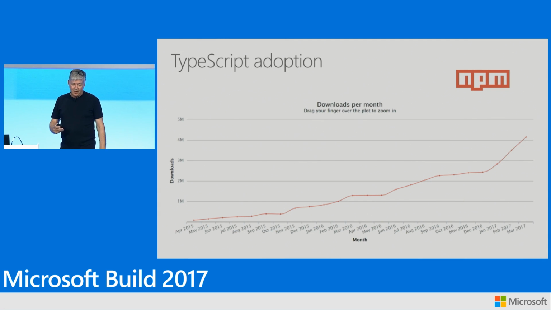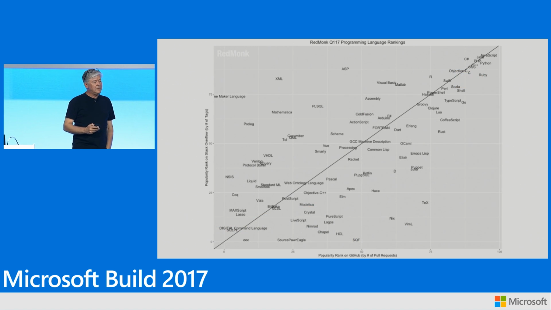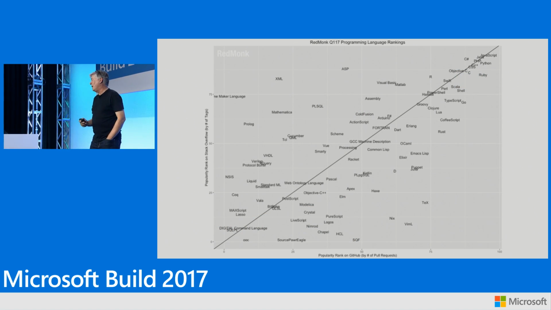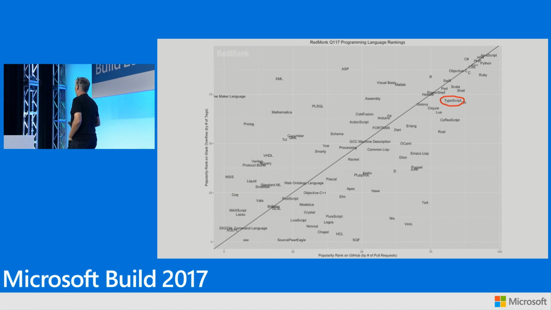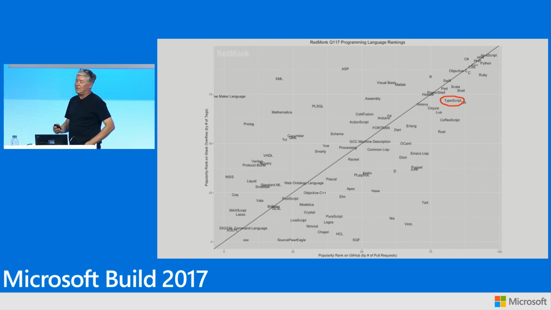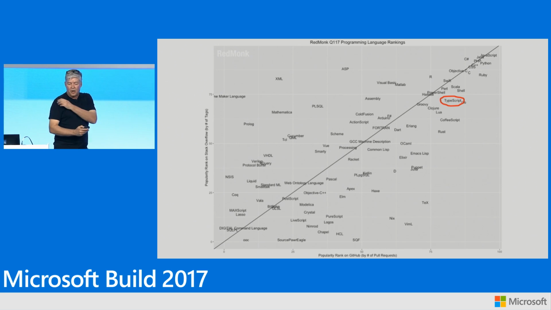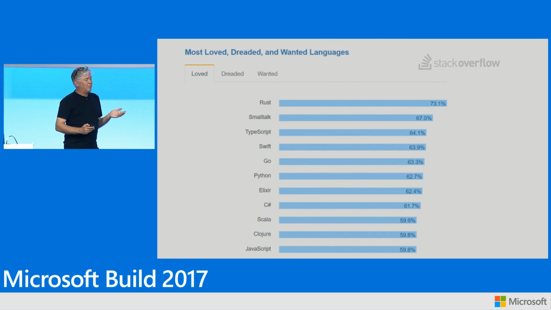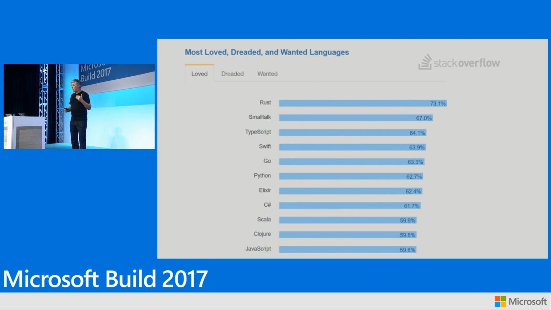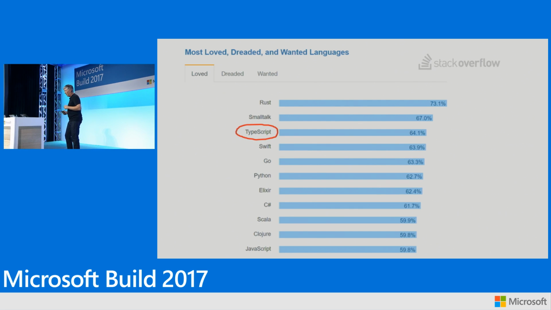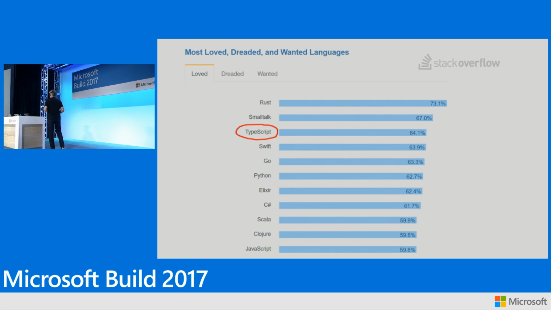TypeScript adoption, we are growing by leaps and bounds. We're up to more than 4 million downloads per month now on NPM. We recently made it into the top 20 programming languages in RedMonk's survey. We're up there now as number 17 with Scala and Swift. So it's great to see that the community is really picking up on TypeScript at this point. One that particularly made me happy is that we are now in the top 3 most loved programming languages on Stack Overflow. Right behind, thank you.